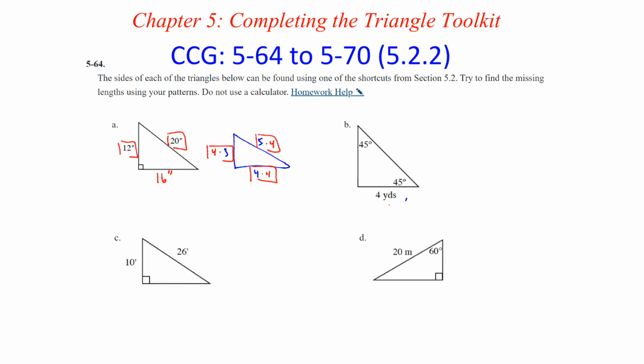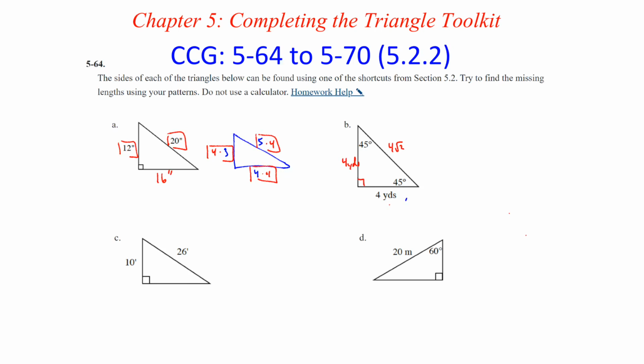On Part B, you got a 45, 45, 90, because that's what's left over from 180. So therefore, this would be 4 yards on this side. And then since it's a 45, 45, 90, you take the square root of 2 times the leg, so it's 4 square roots of 2.